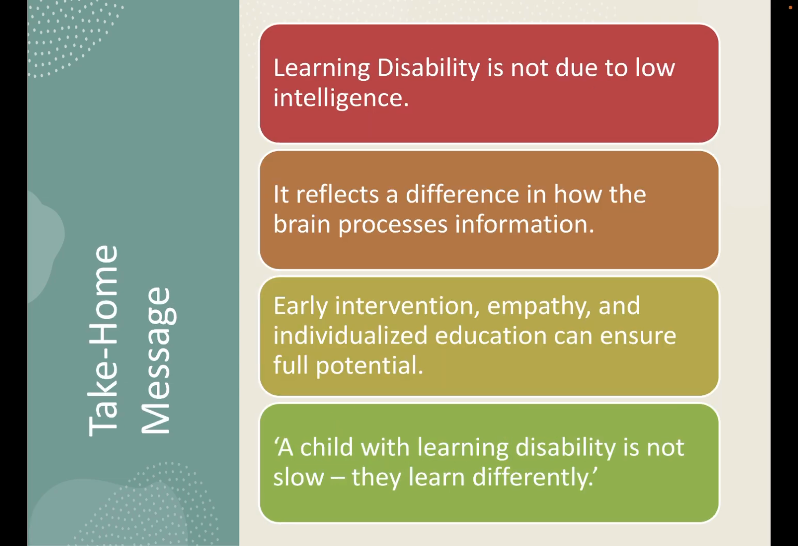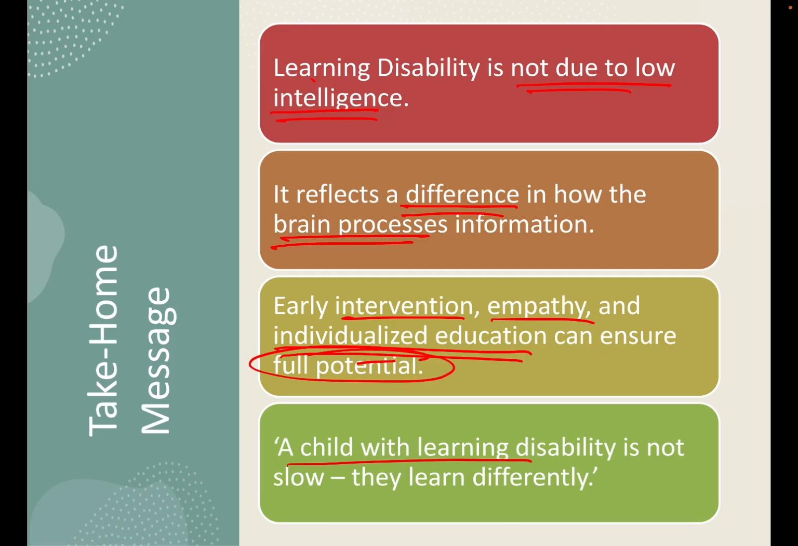So coming to the take-home message, to summarize, learning disability is not due to low intelligence. It reflects a difference in how the brain processes information. Early intervention, empathy, and individualized education fully protect the potential of the child. A child with learning disability is not slow; they just learn differently.